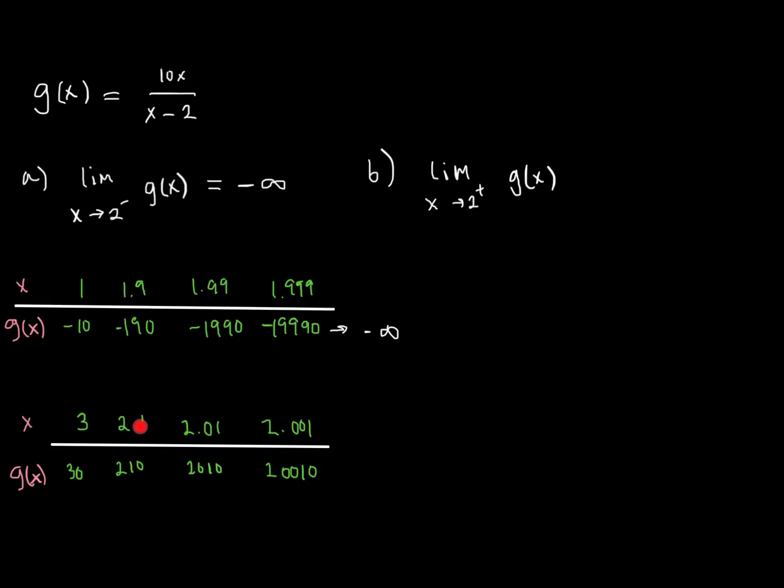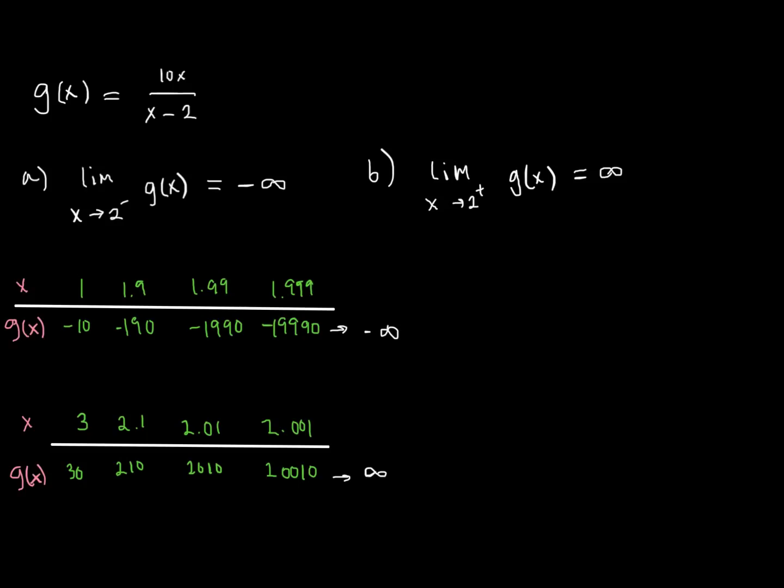2.1 minus 2 is going to be positive 0.1. 2.01 minus 2 is going to be positive 0.01. So on and so forth. We see that these values are going to still be positive. And so they're going to get very massive, they're going to grow without bound, but in a positive manner. So this is getting closer and closer to positive infinity. So we say here that the limit as x approaches 2 from the right of g of x is equal to positive infinity.